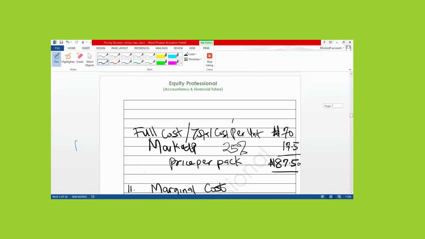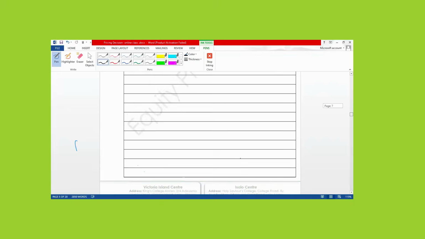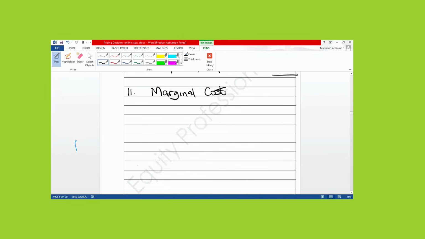You return here. Marginal cost plus price.